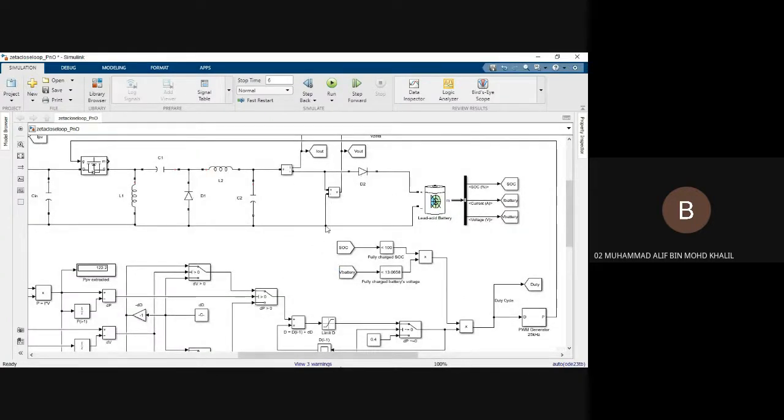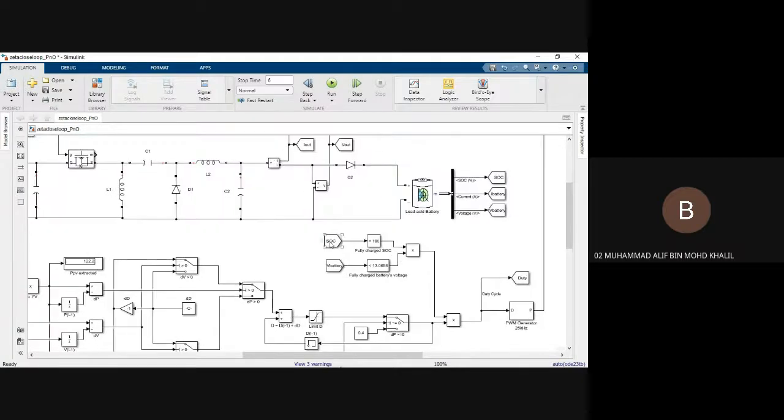This one is the battery controller. If the SOC is less than 100, it will give the output here 1. And if the V battery is less than 13.0658, it will give the output here 1 also. So if both conditions are true, it gives the output 1, so it allows the duty cycle. And if one of the conditions is not true, the output will be 0, and the new duty cycle will be 0.